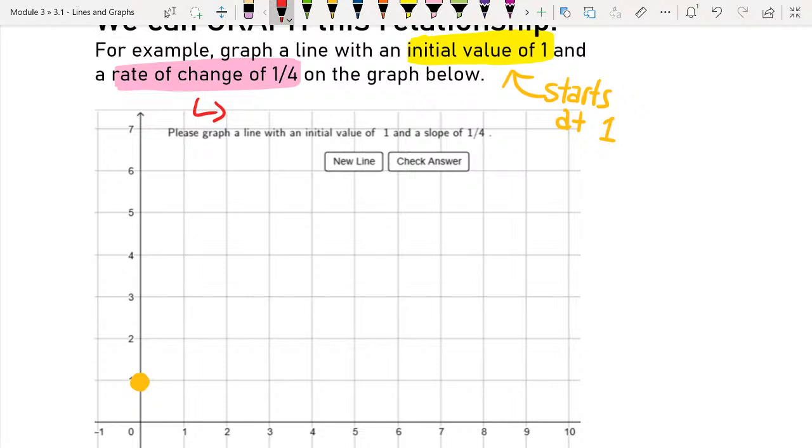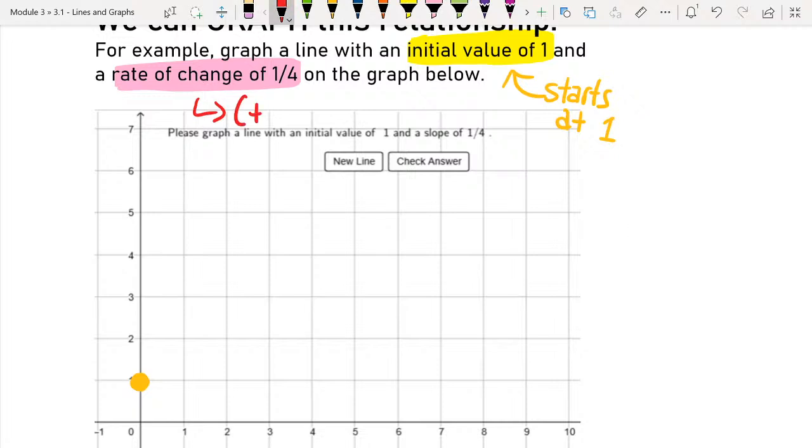Is that a positive number or a negative number? Positive. Yeah, of course. How would we know if it was negative? What would have to be there? Yeah, there'd be a negative sign, right? If it was negative 1 over 4, that'd be negative. But it's not, so it's positive.